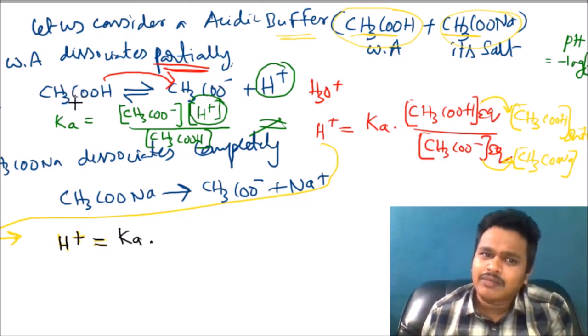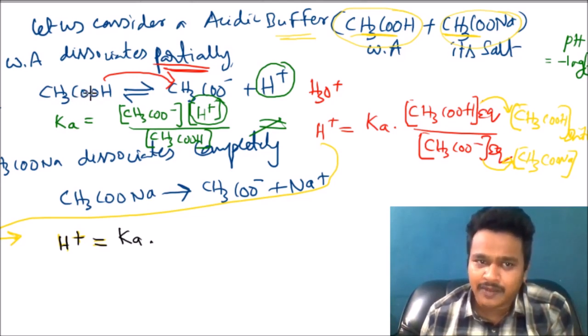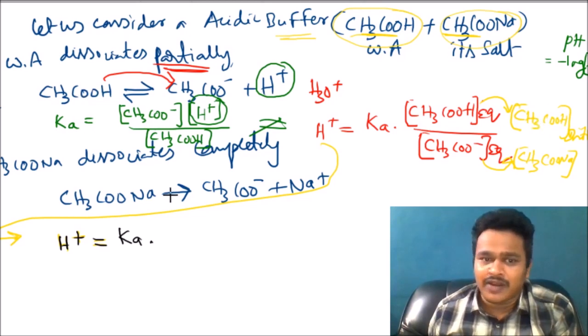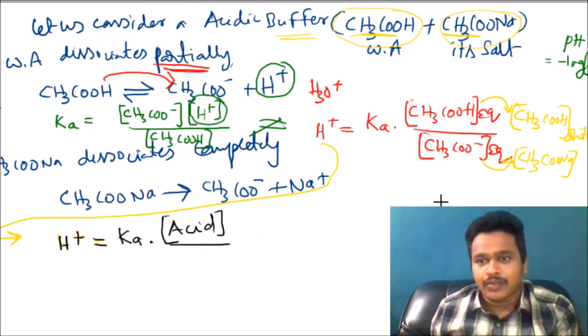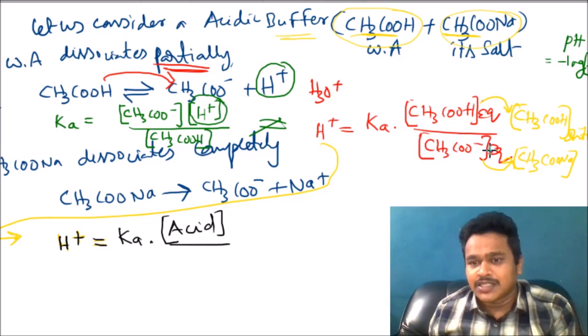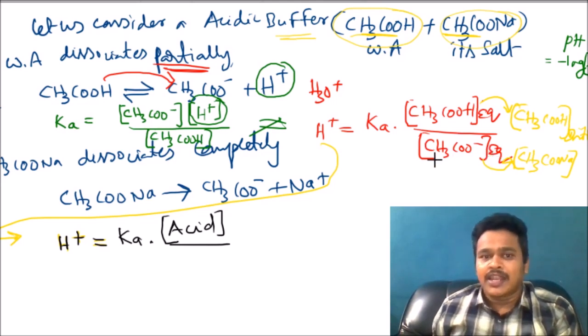So 99.5 moles I will take as 100 moles. What is 100? Initially what I am taking. That is the initial amount I will take, which is nothing but the concentration of the acid. And here, CH3COO minus at equilibrium, whatever the ions are, these are negligible, so these ions I am not going to consider.